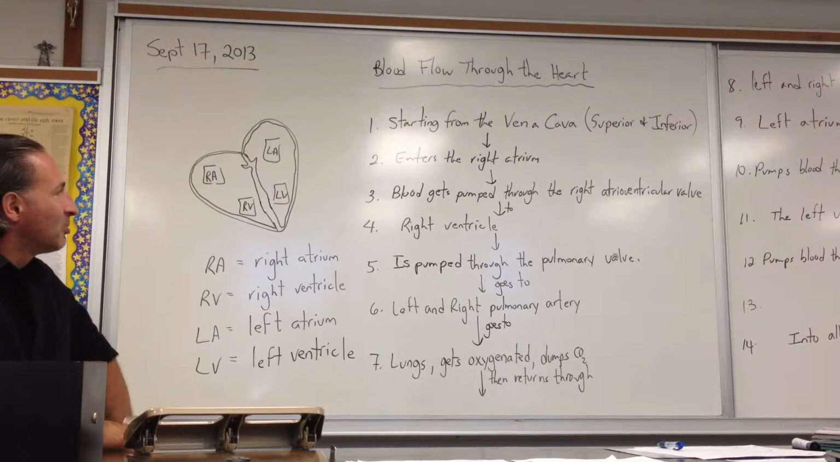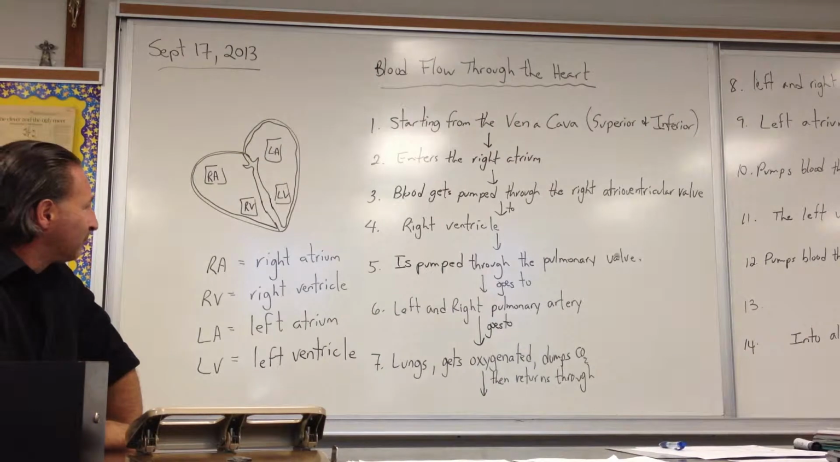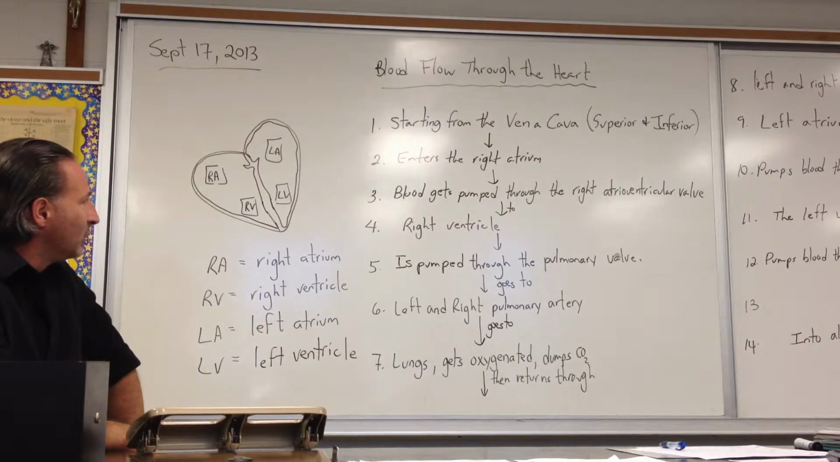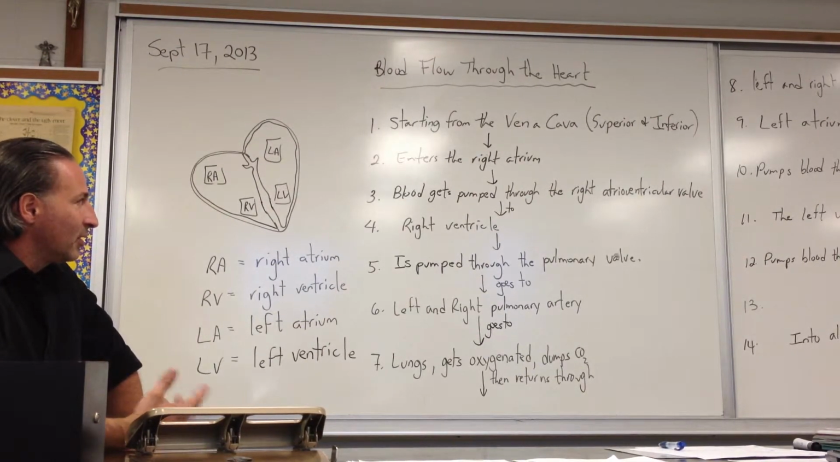Okay, today we're going to explain how the blood flows through the various chambers of the heart. The starting point is the vena cava, and the vena cava has a superior branch and an inferior branch. So the inferior vena cava drains the lower body, below the heart level, and the superior vena cava drains the upper body above the heart level.